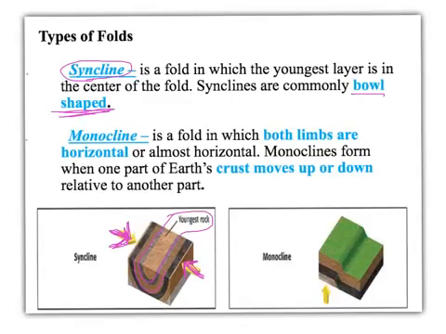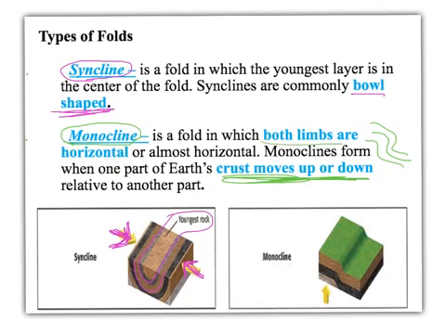The final type of fold is the monocline, and they're a little harder to see. They make almost an S shape instead of an arch or a bowl, an N or a U. What happens here is the crust of one part moves up or down compared to the other. So both limbs are horizontal instead of vertical.